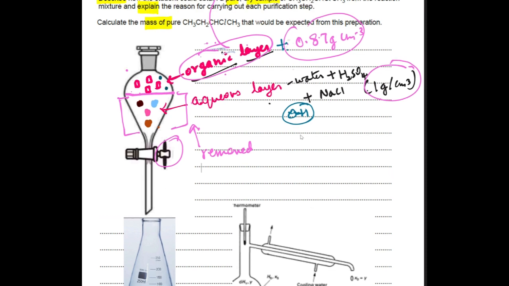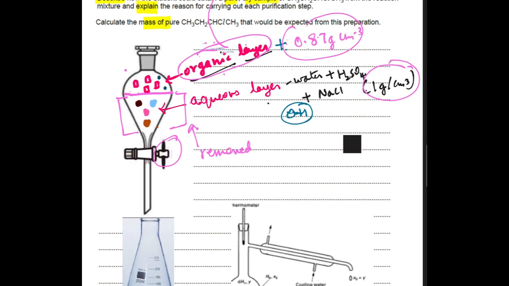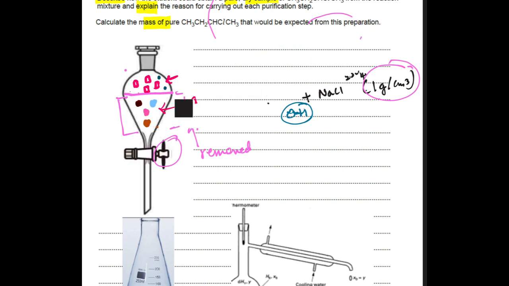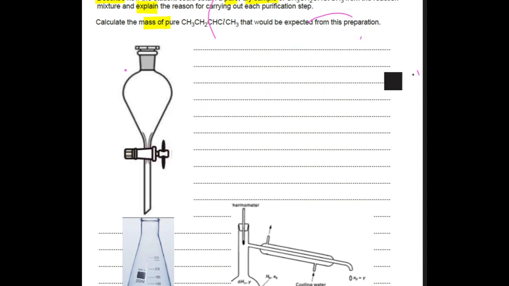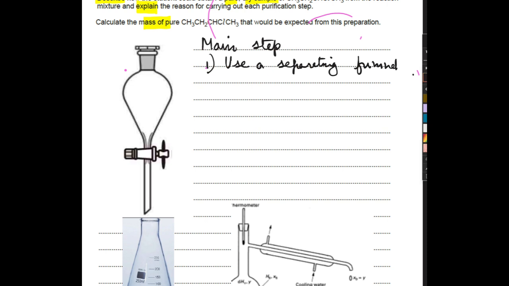Then you will be left with your organic layer, which is on the top. Now you know the understanding of what is happening and how things are happening. You remove the heavier layer, which was water soluble. Now your explanation comes, and you write for a 6 marker. Simply say that the main steps of purification are: number one, use a separating funnel. And why are we using a separating funnel? To separate the organic layer from the aqueous layer.